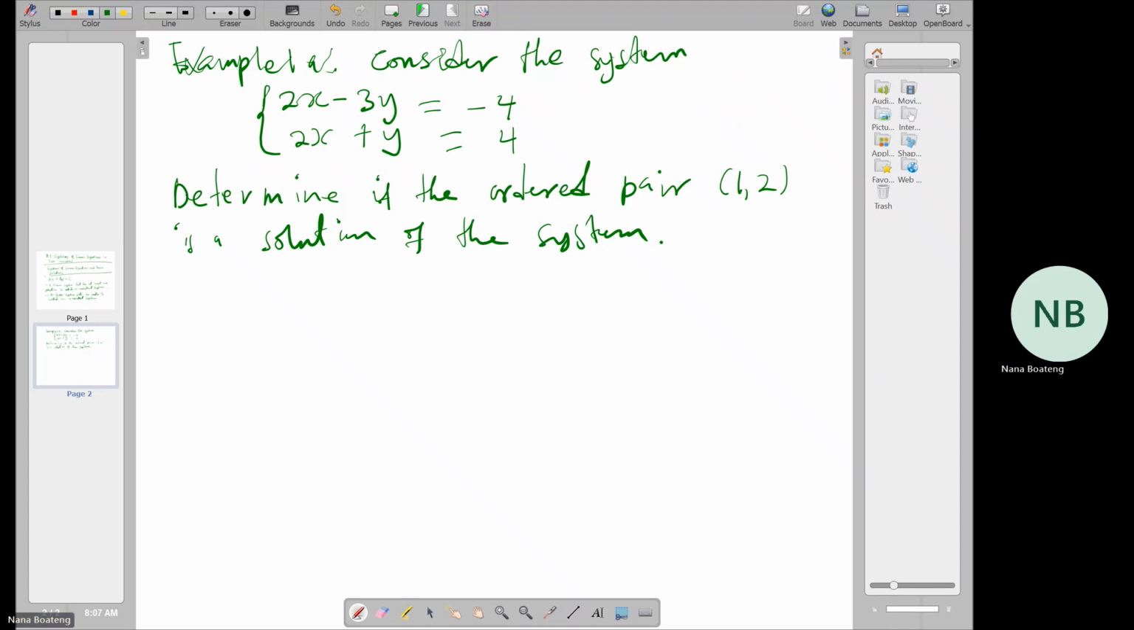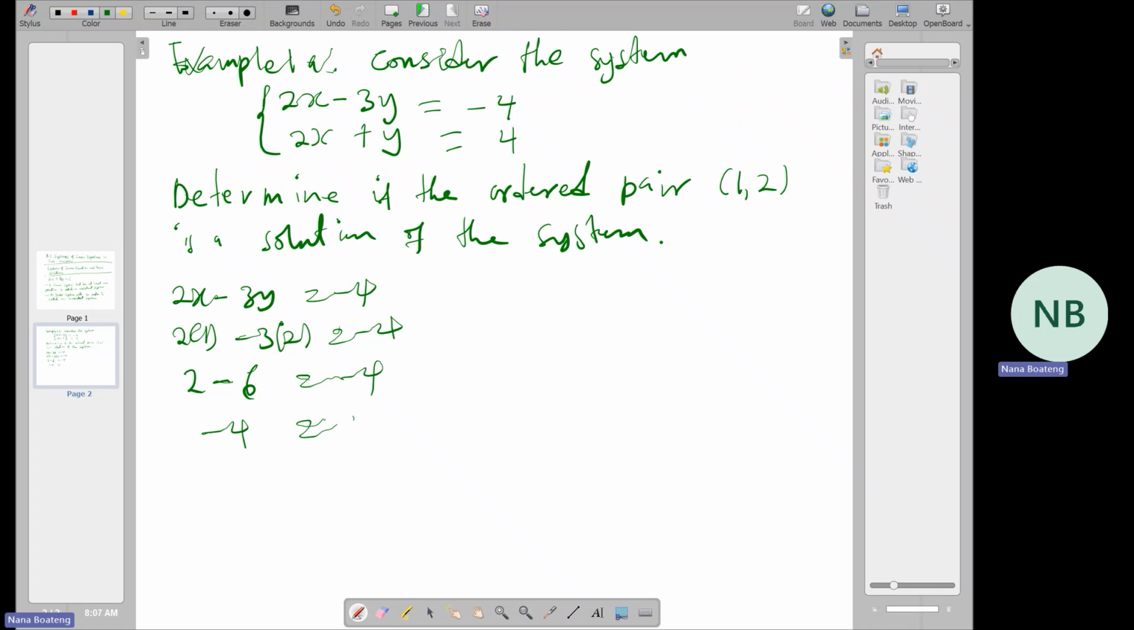So for 2x minus 3y is equal to -4, if x is 1 and y is 2, we have 2 times 1 minus 3 times 2 is equal to -4. So 2 minus 6 is -4. So -4 is equal to -4. So it's true for the first equation.